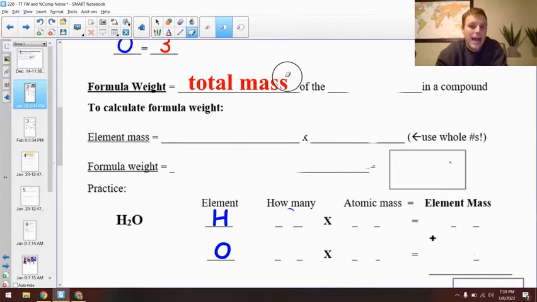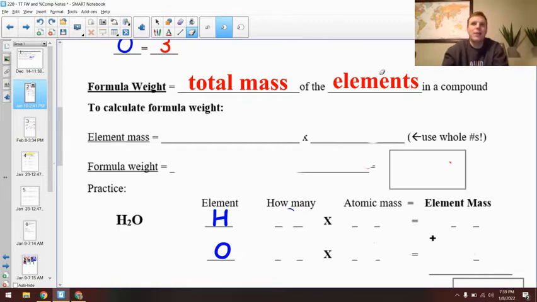is the total mass, the grand total, so we're going to do a lot of addition here, of all the elements in a compound. So you're going to take the mass of all the elements in a compound, smash them all together in one big pot, and that's what your formula weight is. Now, to calculate formula weight, there's a couple of steps.